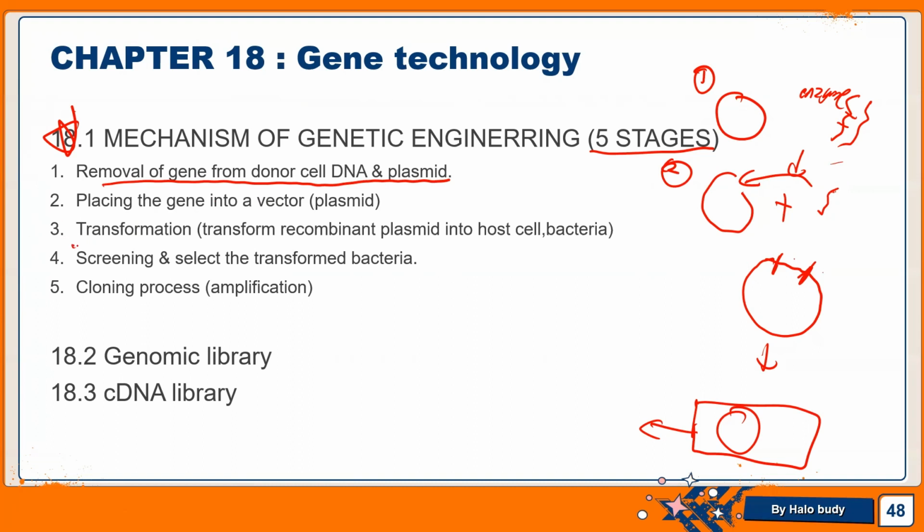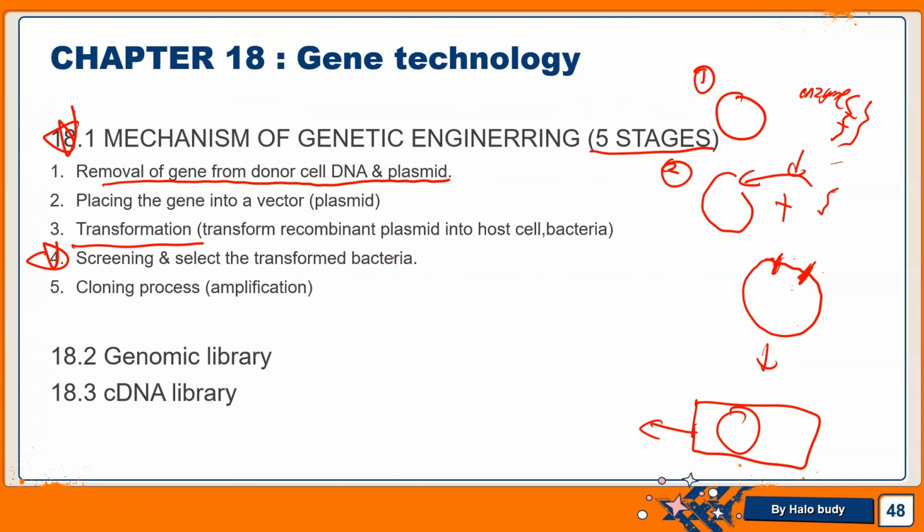And then the next one is the transformation process. Transformation process is actually putting the plasmid back into the bacteria. Okay, then the fourth one is the process that you have not learned, which is screening and selecting the transformed bacteria. We have to confirm that all of the bacteria in the culture are recombinant bacteria. They already have the recombinant gene. You have to confirm that.